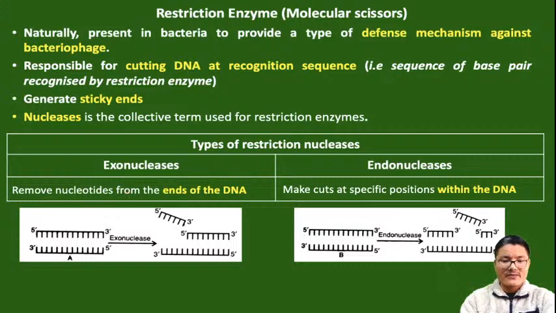Yes, regarding the restriction enzymes, we can also call them nucleases, of which we have two major types: exonucleases, which cut the DNA at the ends, at the terminals, and endonucleases, which cut the DNA in between.